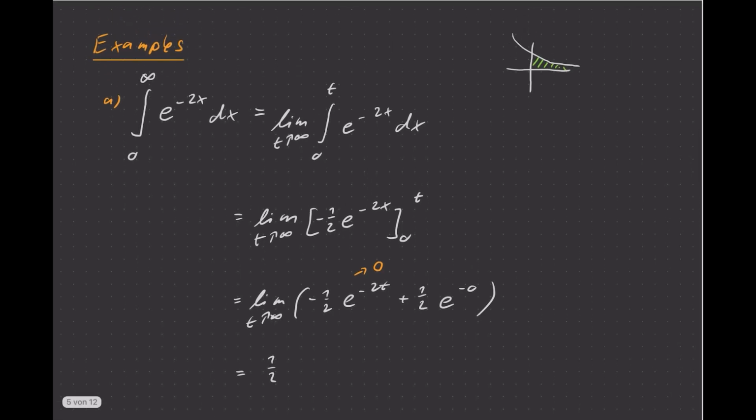Now e to the minus 0 is 1, of course. And this expression here, as t goes to infinity, goes to minus infinity, and that means e to the minus 2t will go to 0. So what we get is minus 1/2 times 0, that's 0. And 1/2 times 1, that's just 1 over 2. So the area, this green area here, that is actually 1 over 2.